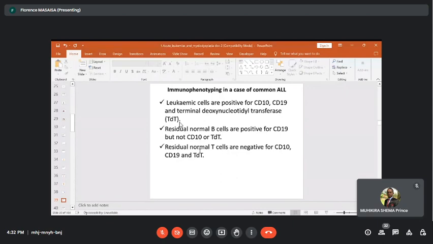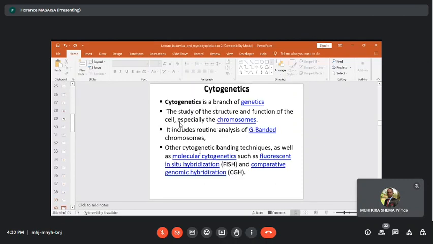And then when it is T cells, CD10 will be negative, CD19 will be negative, and TDT will be negative. So that will be T cells. B cells will be positive for CD19, but not CD10 and TDT, which are somehow specific.